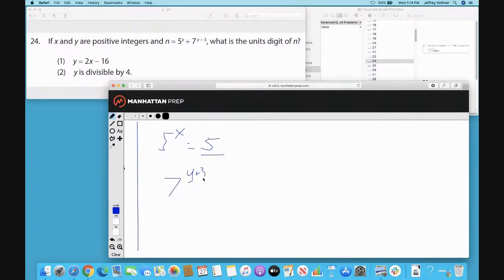So I know the 7's units digit cycles every 4, right? 7 to the first ends in 7, 7 to the second ends in 9, 7 to the third ends in 3, 7 to the fourth ends in 1, and then it repeats. So statement 2 is going to be sufficient because it tells me y is a multiple of 4. So I know that this is going to go in that cycle of 4. Statement 1 tells me that y is a multiple of 2, and that's not going to be sufficient.